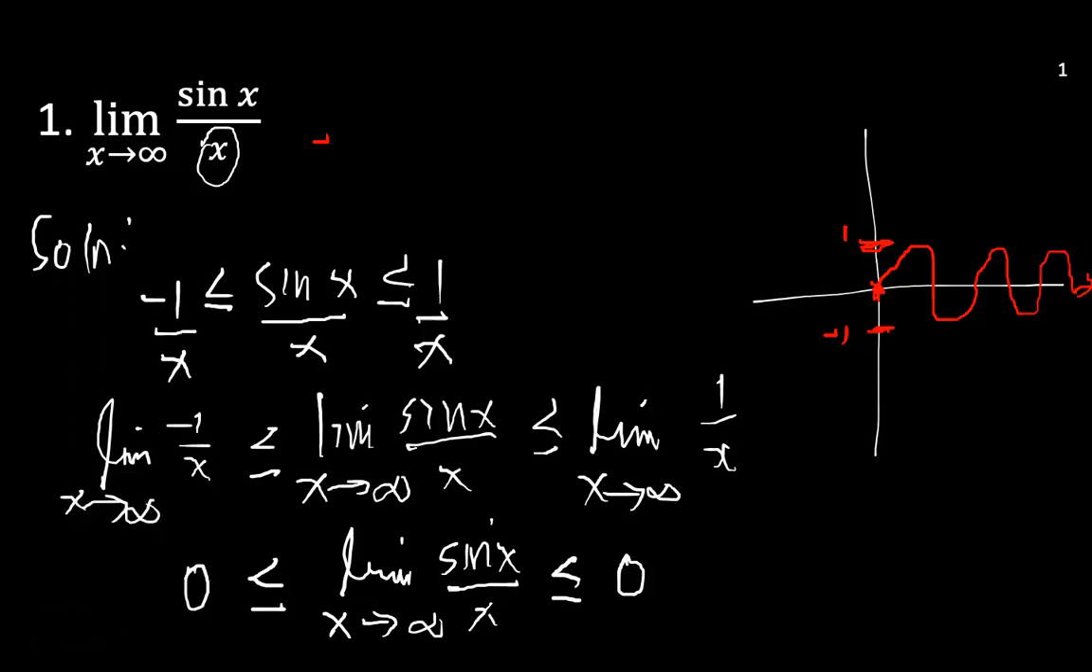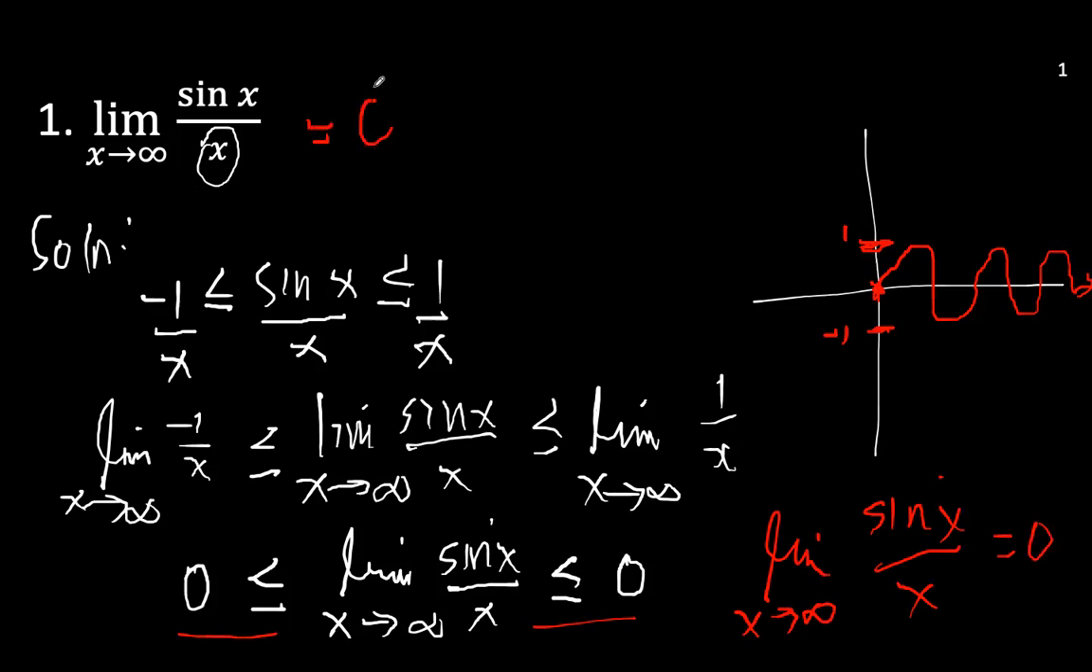So here, we can observe that the limit of sine x over x as x approaches infinity is less than or equal to 0 but greater than or equal to 0. Which means that there's only one value that the limit of sine x over x as x approaches infinity can approach, and that is 0. So our answer was correct, the limit is equal to 0.